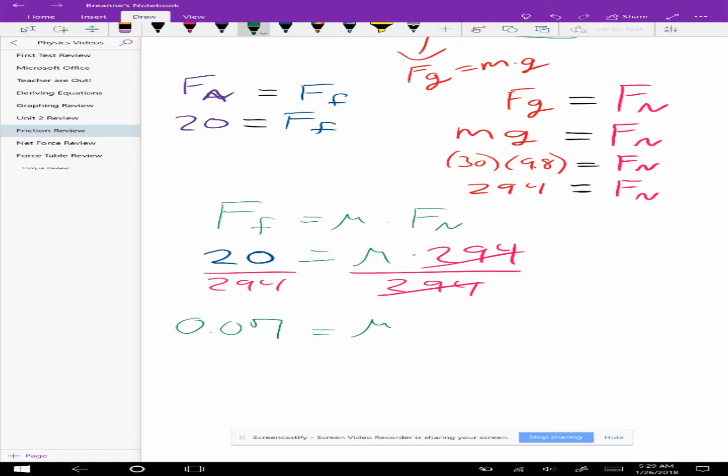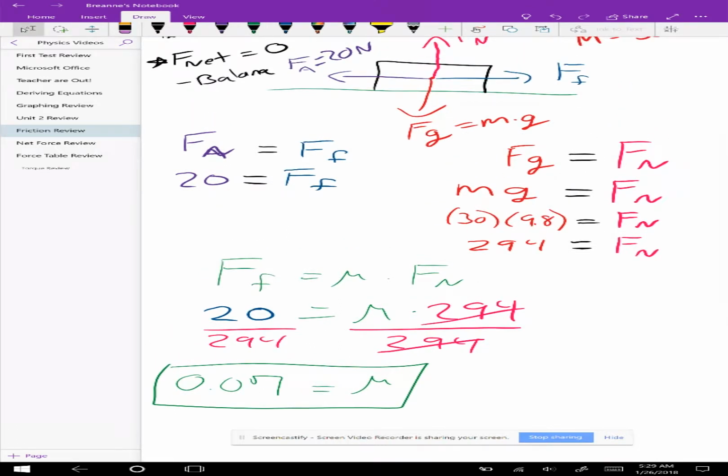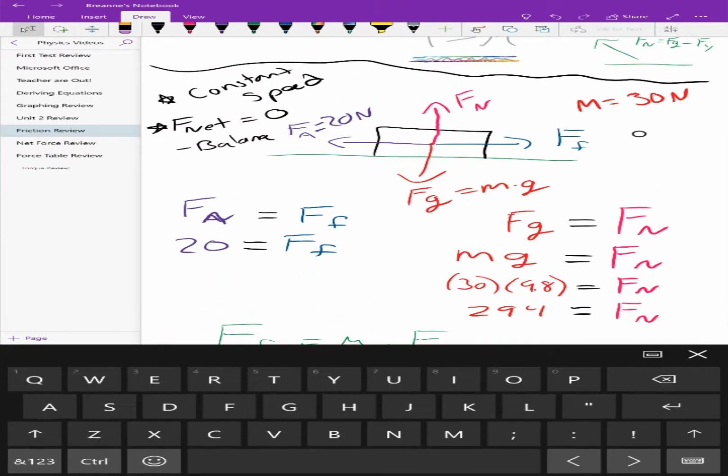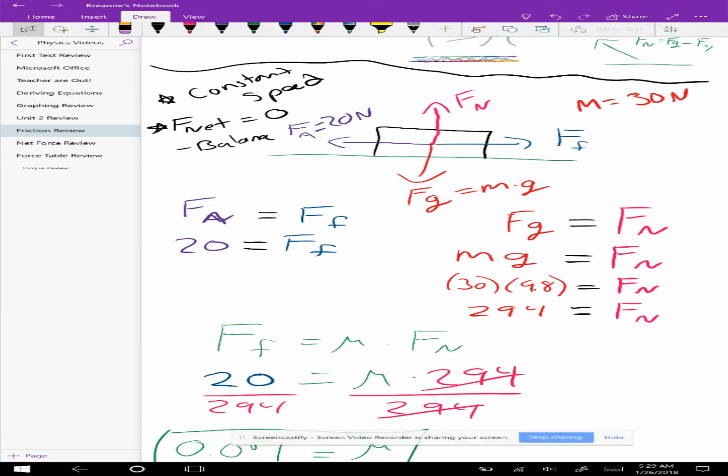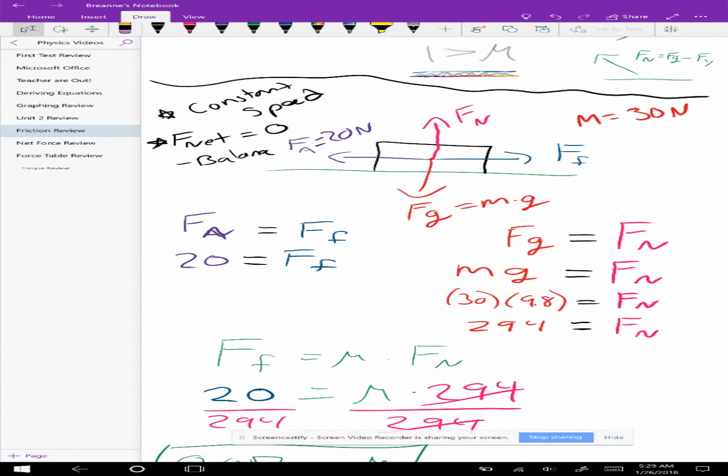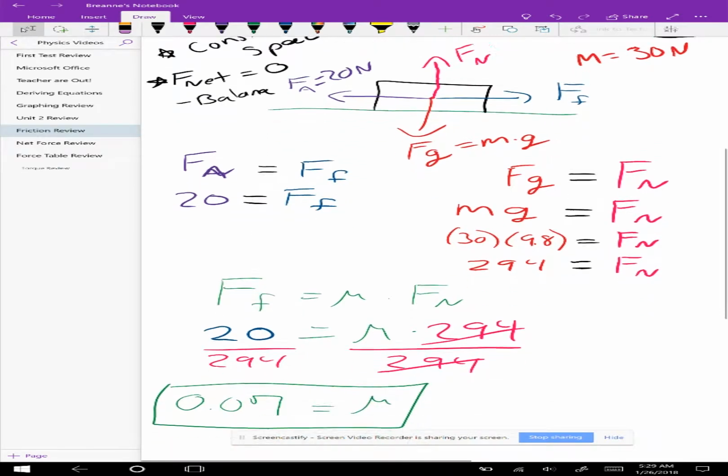1.07. Remember, always go 2 behind the decimal. And there's no unit for coefficient of friction. So that's our answer. So it's a very small coefficient of friction. It's not bigger than 1. Yay! So that's if it's at a constant speed.